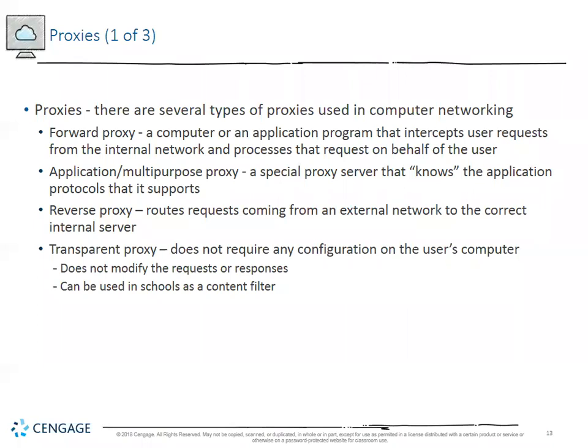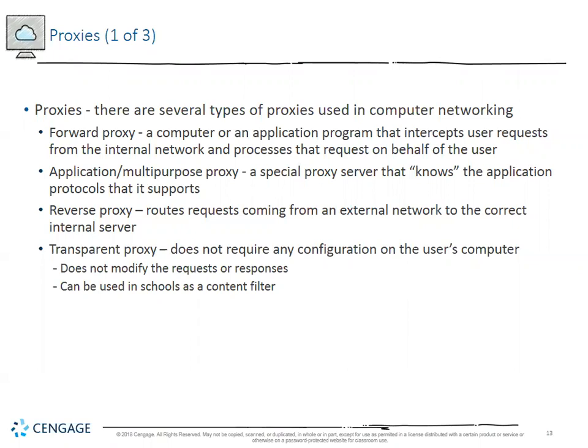The next one, application or multi-purpose proxy. This is where the proxy does the applications for you. It can actually know what you're doing. It says a special proxy service to know the applications and the protocols that it supports. It can actually check the traffic, make sure it's legitimate, make sure it's not been manipulated in any way. Reverse says routes requests coming from an external to an internal source. So think of it like it's backwards. So someone from the outside world is trying to connect into here.